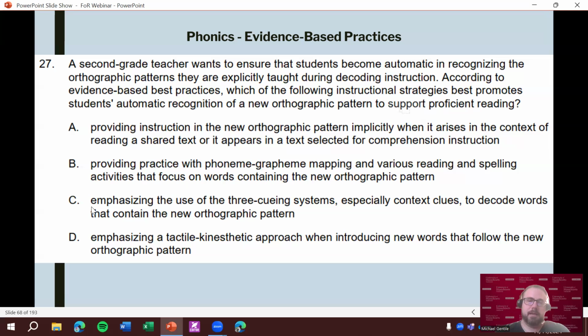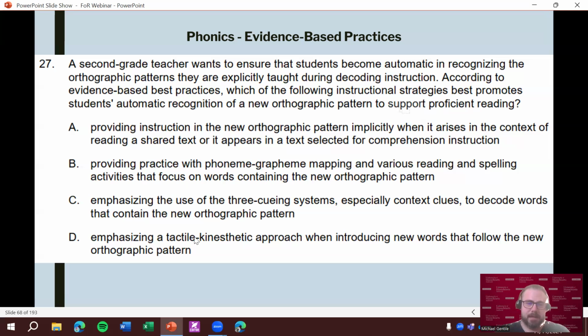For C, all you have to see here is three queuing systems. Three queuing systems is another word for guessing, and we don't want students to be guessing on any of these words. We don't want them looking at pictures and trying to figure it out. We always want students focused on the word, focused on the code. What's the code? Sound it out, because sounding it out and decoding is the only way to build that fluency. So anytime you see three queuing, that's going to be a wrong answer because that's just guessing.